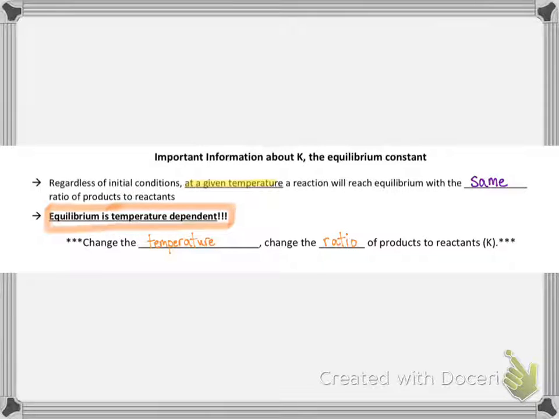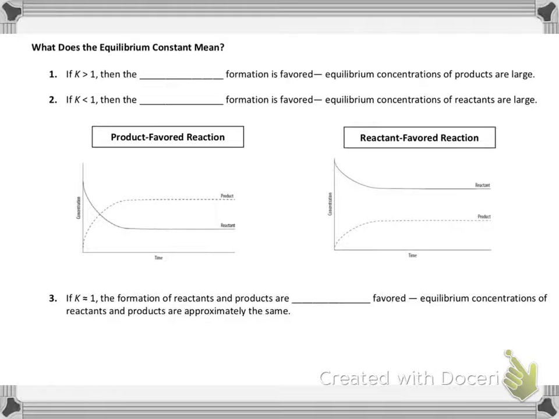Now let's talk about what information the equilibrium constant tells you. Like, what does it actually mean? Well, if your value for K is greater than 1, then that means product formation is favored. Relative to the amount of reactants, you've got lots of products. However, if K is less than 1, reactant formation is favored. It means you've got a lot more reactants than products at equilibrium.